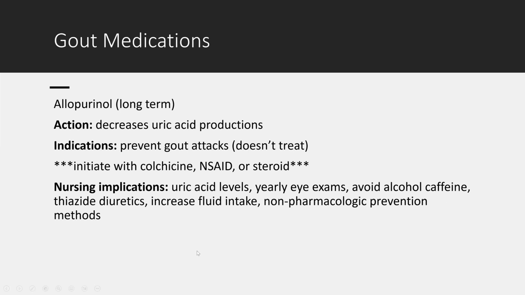For allopurinol, this is a long-term use medication. It works by decreasing the uric acid production, and it is indicated for prevention measures. It will not treat a gout attack. So nursing implication-wise, you're going to monitor uric acid levels.